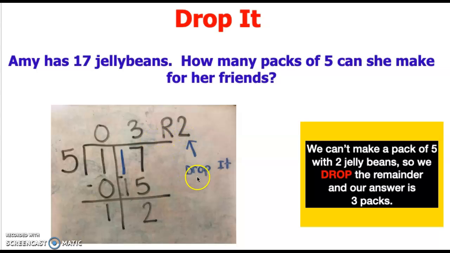In this case, I'm going to drop it. We can't make a pack of 5 with 2 jelly beans. So we just drop the remainder, and our answer is 3 packs. In this case, we do not need the extra 2 jelly beans.